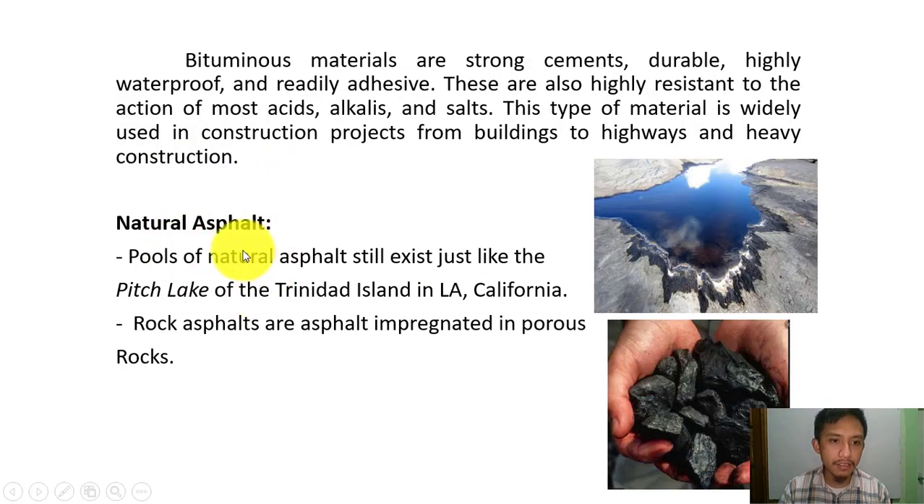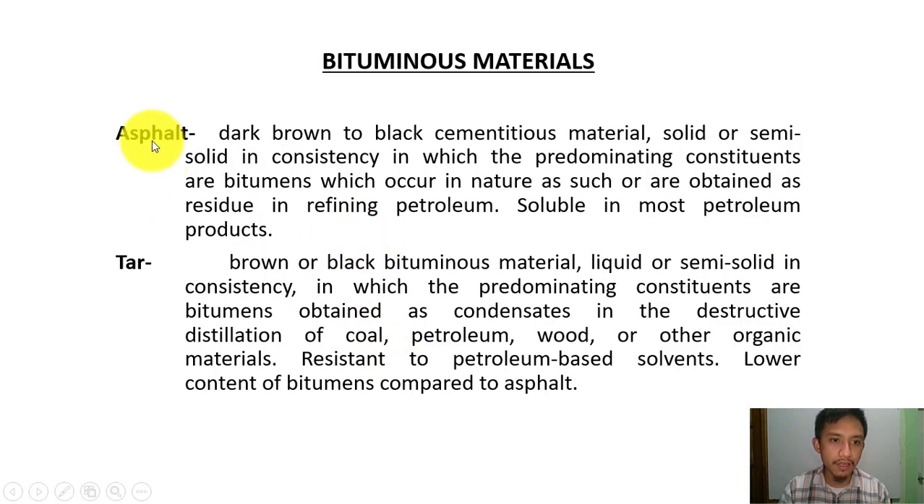Let's try to differentiate asphalt from the other terms, which are almost similar. Asphalt is a dark brown to black cementitious material, solid or semi-solid in consistency, in which the predominating constituents are bitumens, which occur in nature as such or are obtained as residue in refining petroleum, soluble in most petroleum products. So that is asphalt.